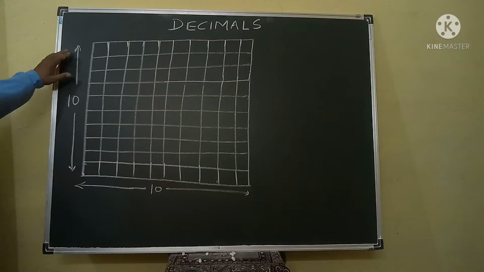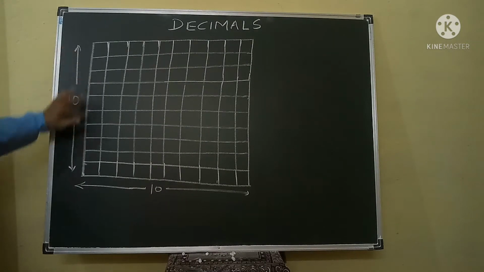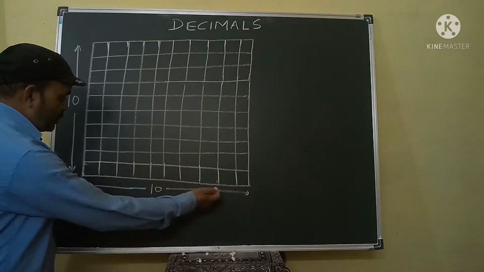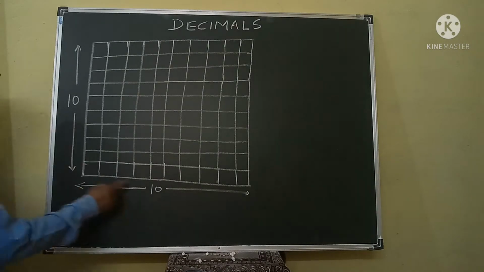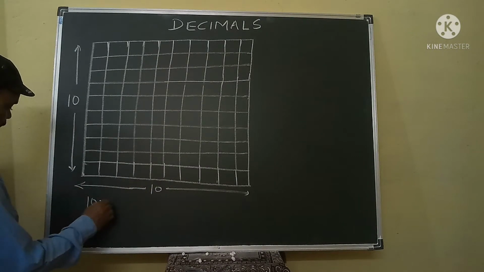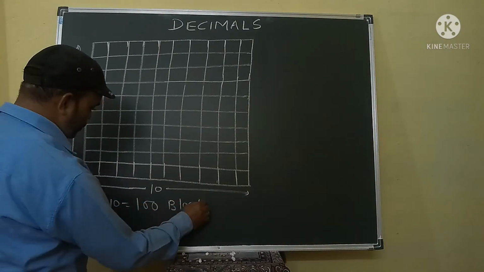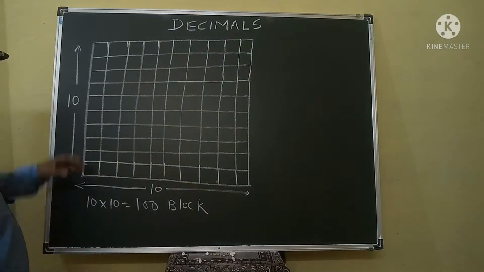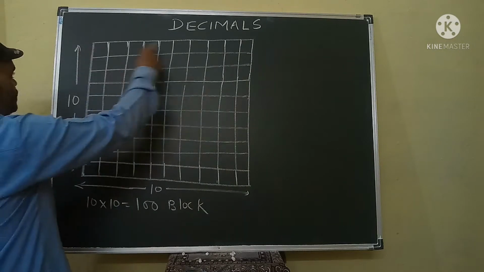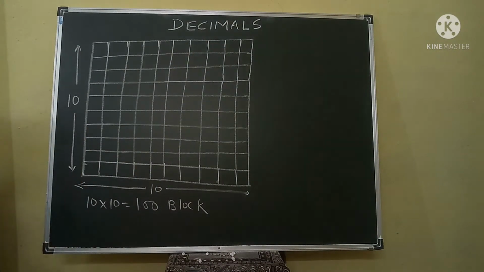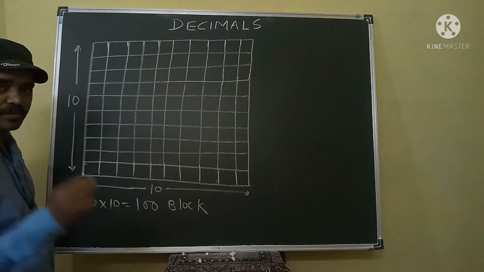That means in the vertical column there are 10 boxes, and in the horizontal way there are 10 boxes. So how will we count? 10 into 10 means 100 blocks. That means this is one big rectangular box, and this rectangular box is divided into 100 small blocks.